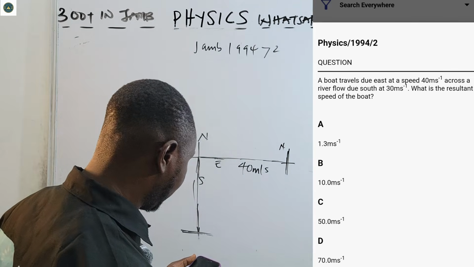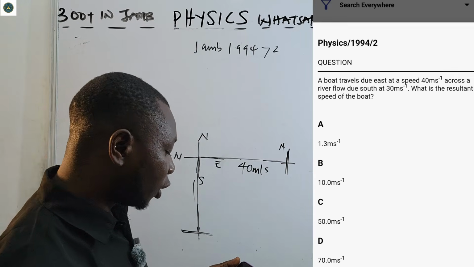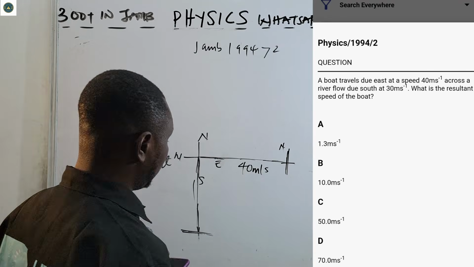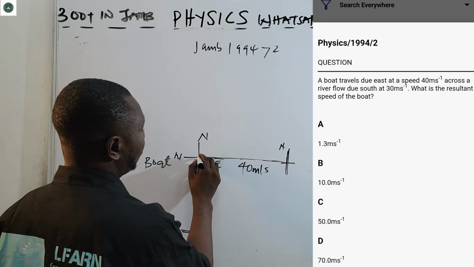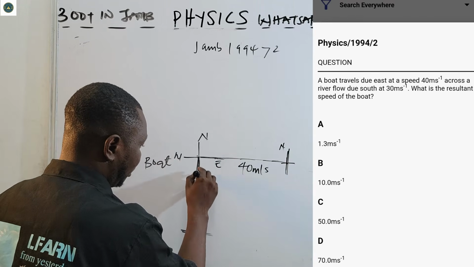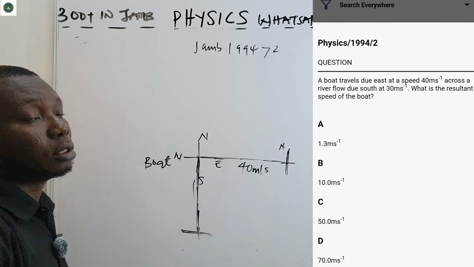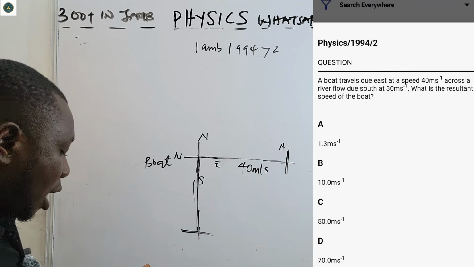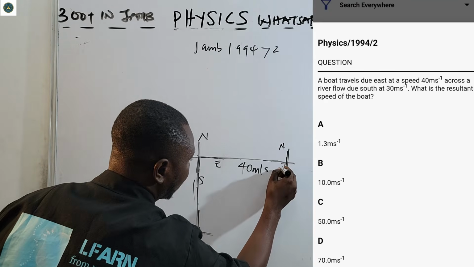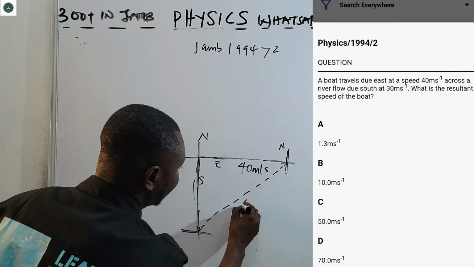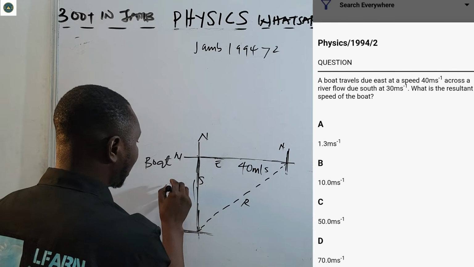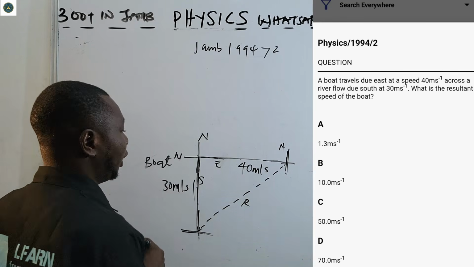Now, the question says, what is the resultant of the boat? If the boat moves from here to this point, and the river flows due south, for us to get the resultant, it can be formed in this form. If these are our resultant, because due south, it flows at 30 meters per second.